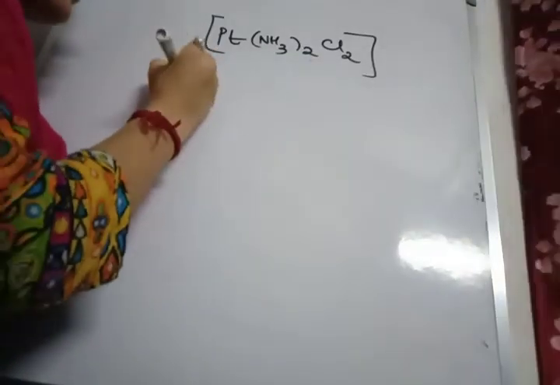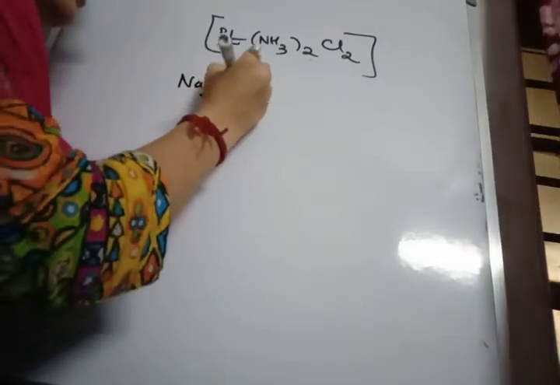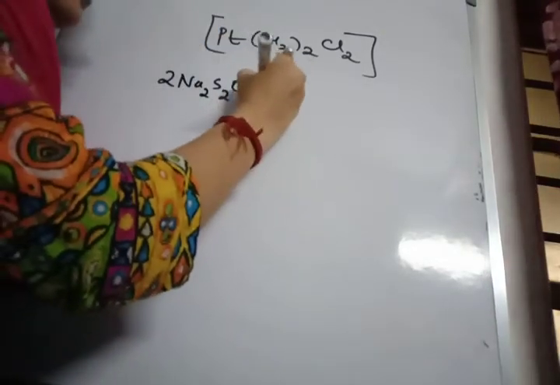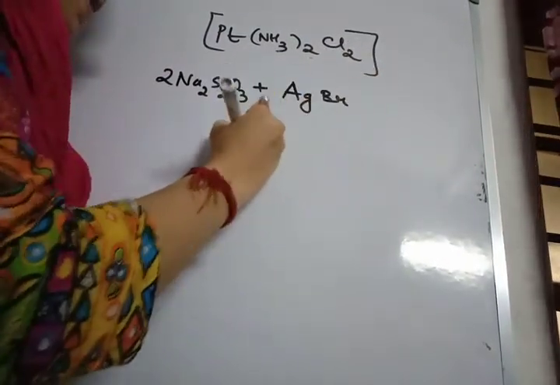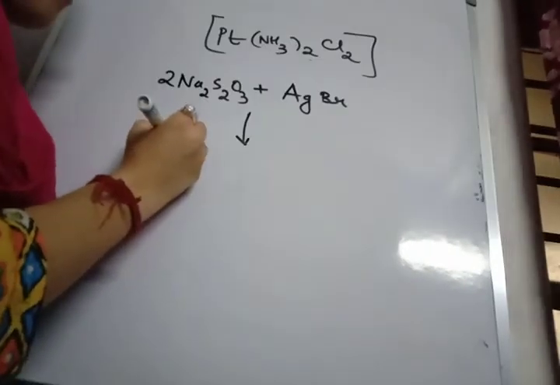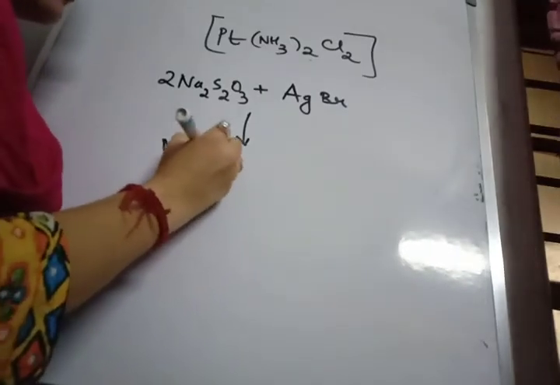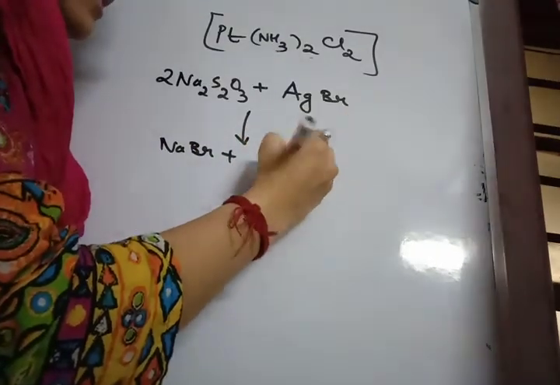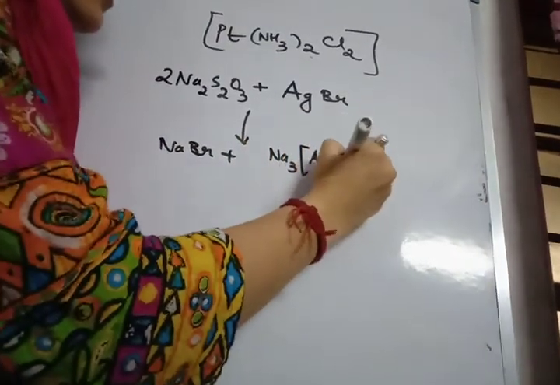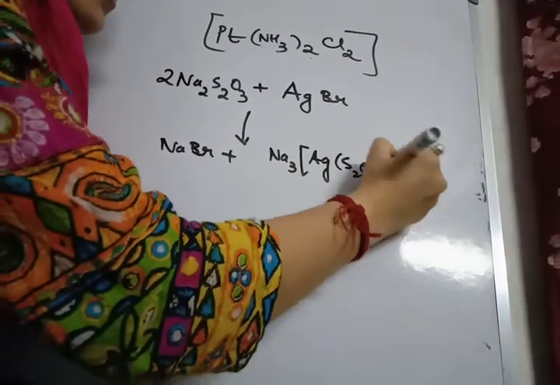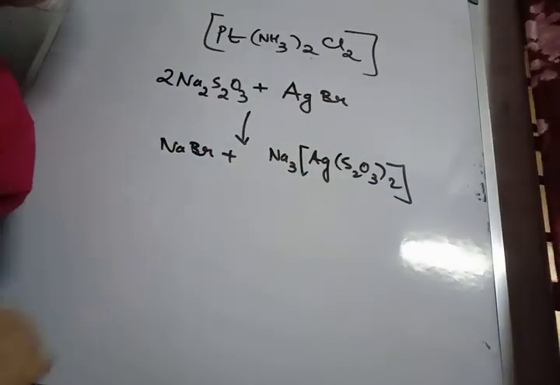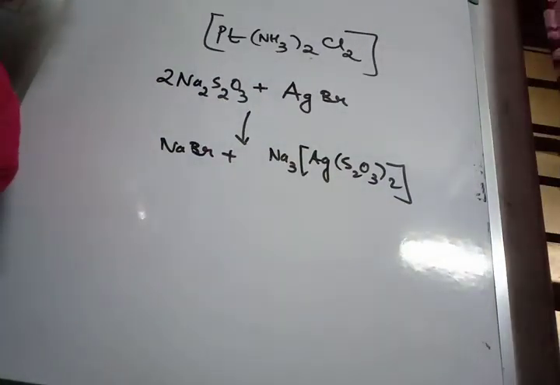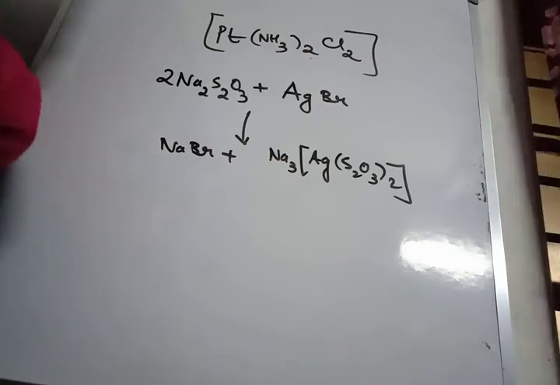Photography, we have this one. By this reaction we can explain. Sodium thiosulfate, this one, NaBr, Na3, Ag, okay. So this particular reaction helps in photography, right? So these are the few uses of coordination compounds.